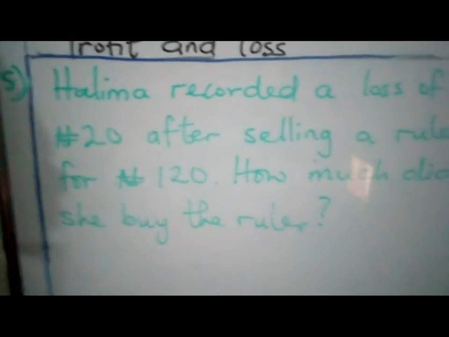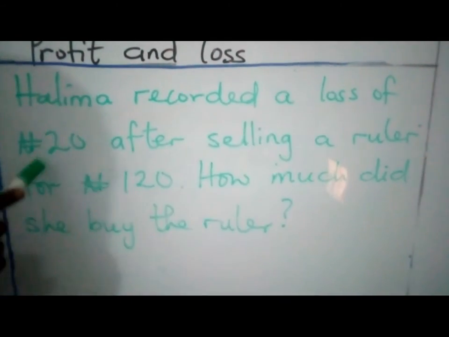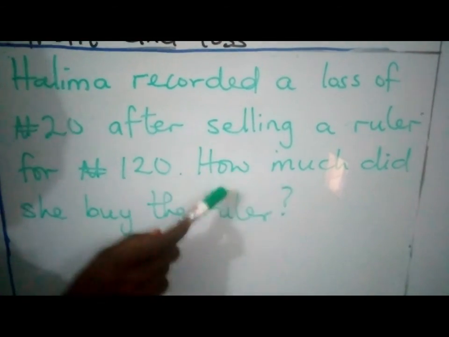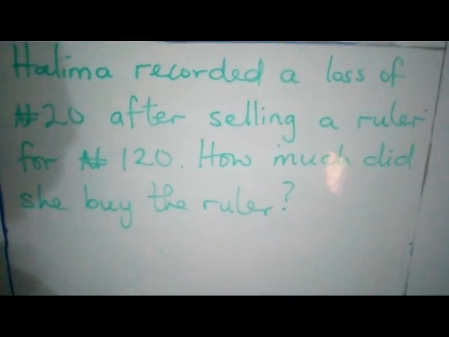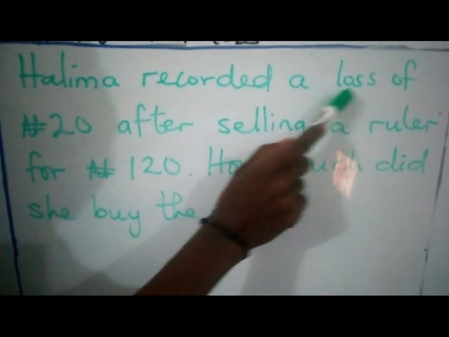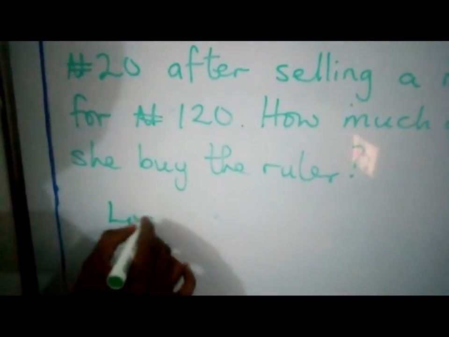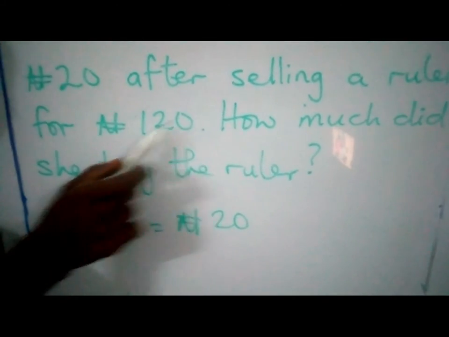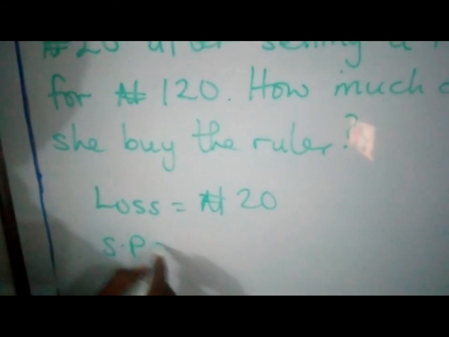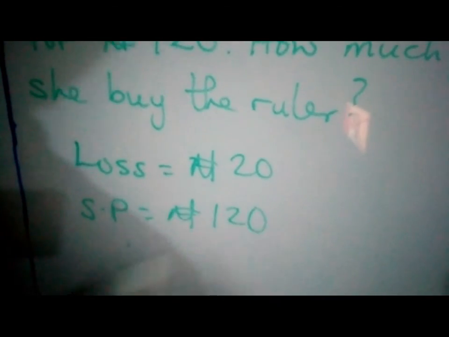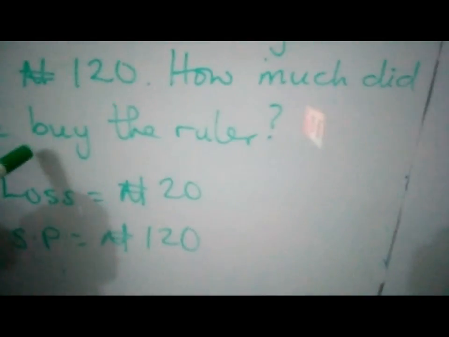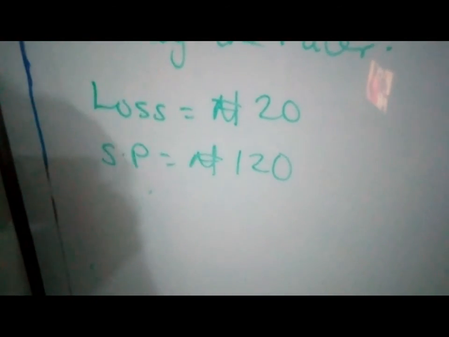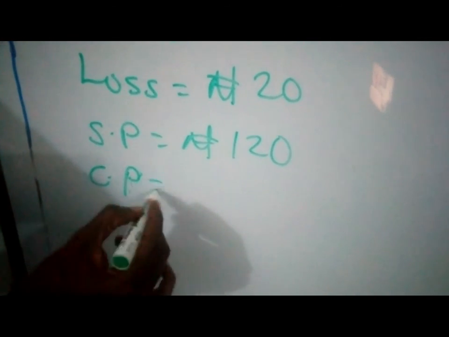Alright, the last question for today, number 5. Halima recorded a loss of 20 naira after selling a ruler for 120 naira. How much did she buy the ruler? She recorded a loss. So the first thing you have here is what? Loss of 20 naira. After selling a ruler for this, so this is your selling price. Selling price is also given as what? 120 naira. Now we have to find how much she bought it. That's her cost price. We have to find what it cost her to get the ruler. That's her cost price, which we don't know.